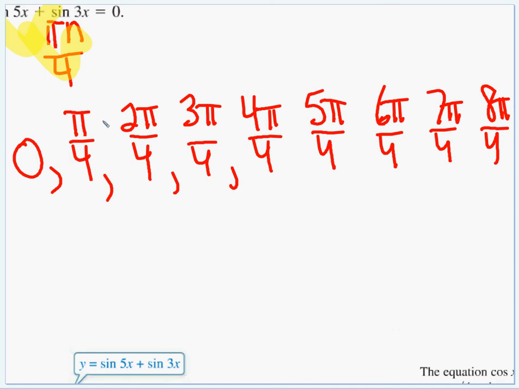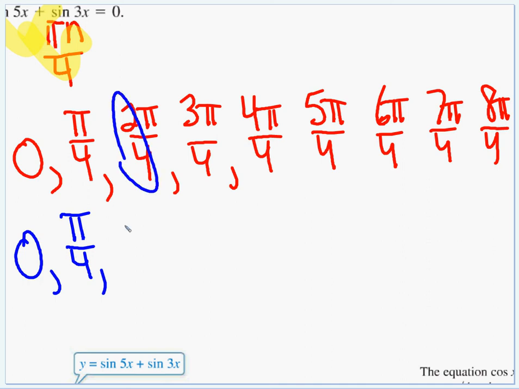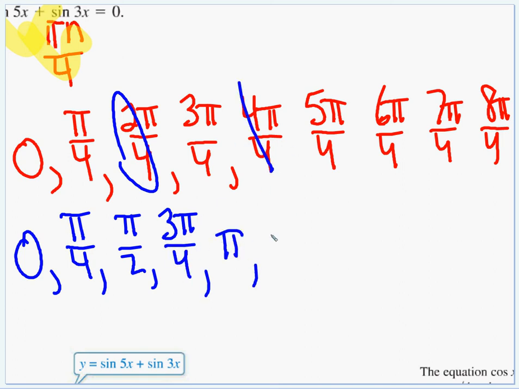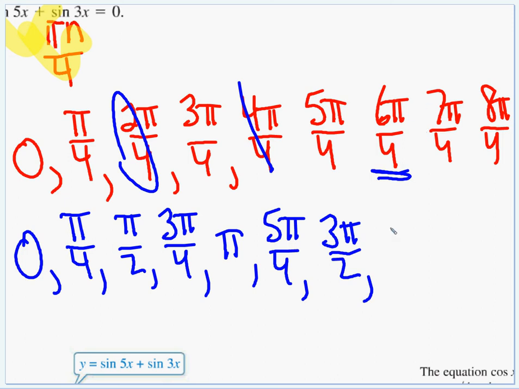So let's see if we reduce down the ones we can. 0 stays 0. Pi over 4 stays that. 2/4, that's 1/2, pi over 2. 3/4 pi stays 3/4 pi. 4/4, well, that's just 1 pi. 5/4 does not reduce. 6/4, well, that's 3/2. 7/4 does not reduce. And then 8/4 would take us back to 2 pi.